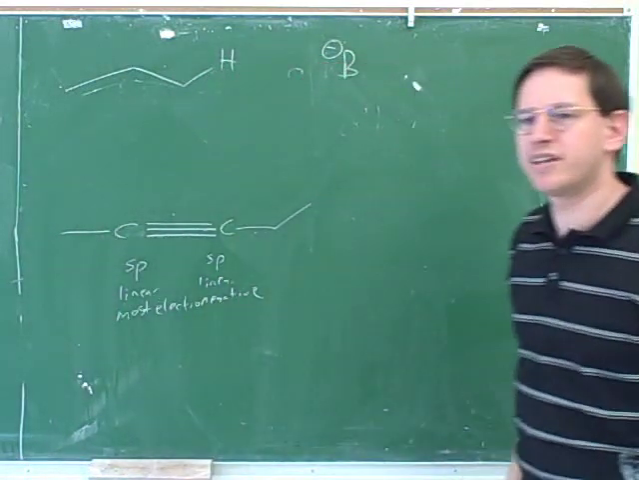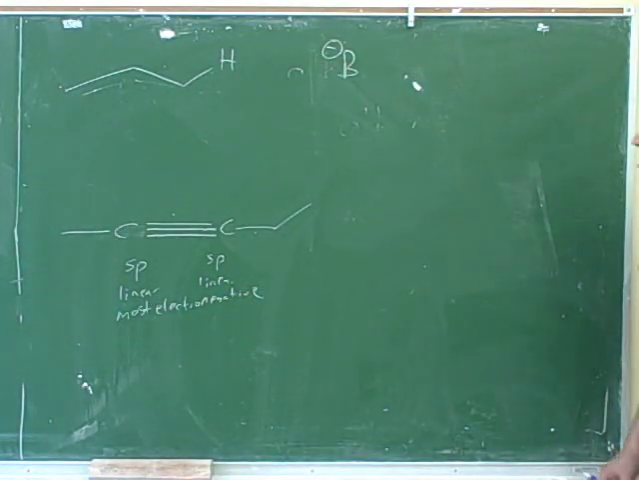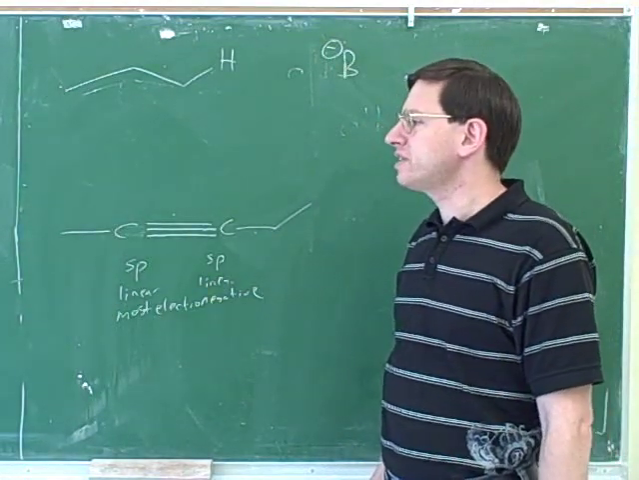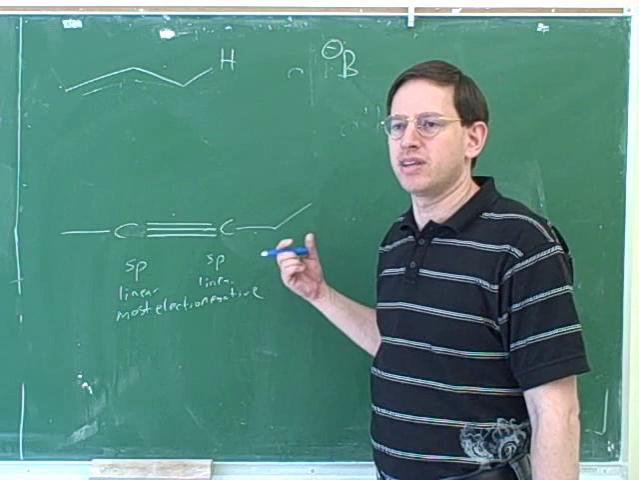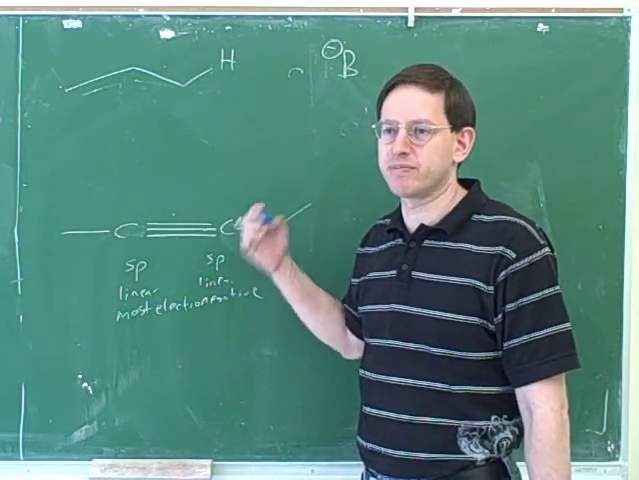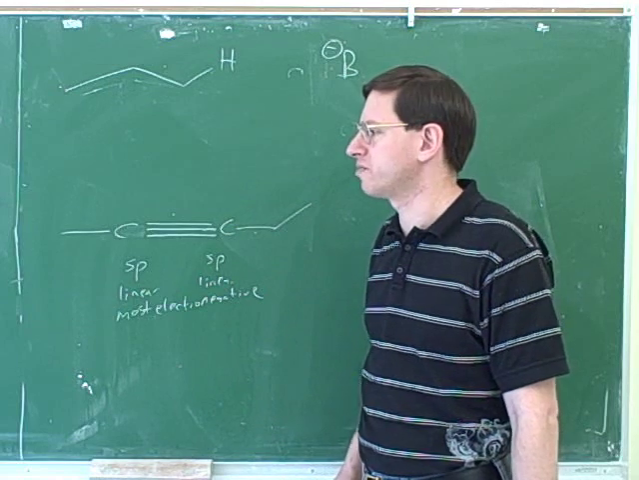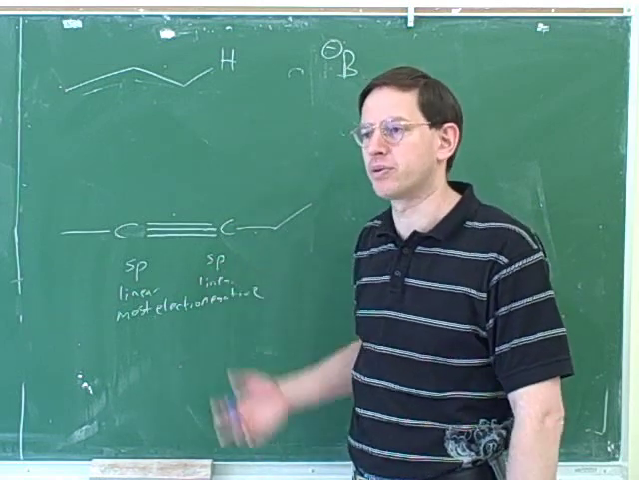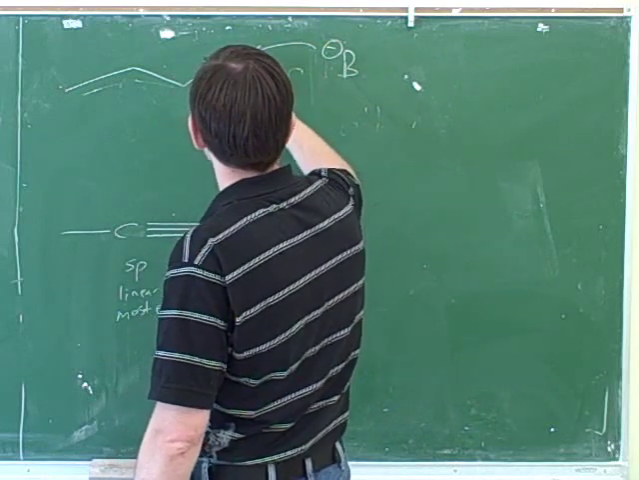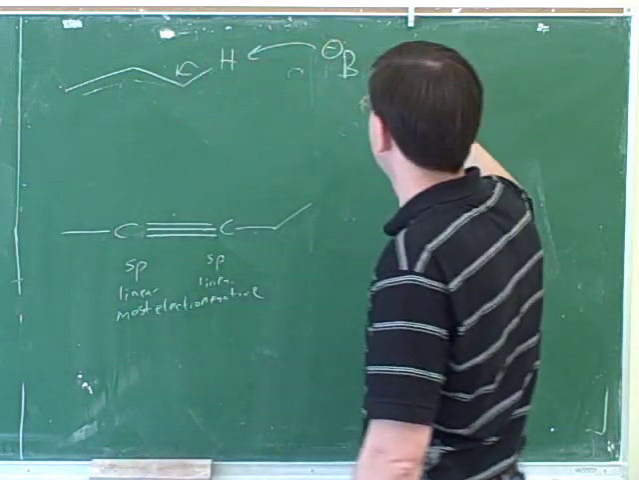Let's say we have a base. What does a base like to do? It likes to take a proton. But it can only take a proton that's willing to leave. In the past, we've said that bases like to take protons from electronegative atoms, like maybe oxygens or nitrogens or sulfurs. So would it be likely that the base could take the proton from this alkane?